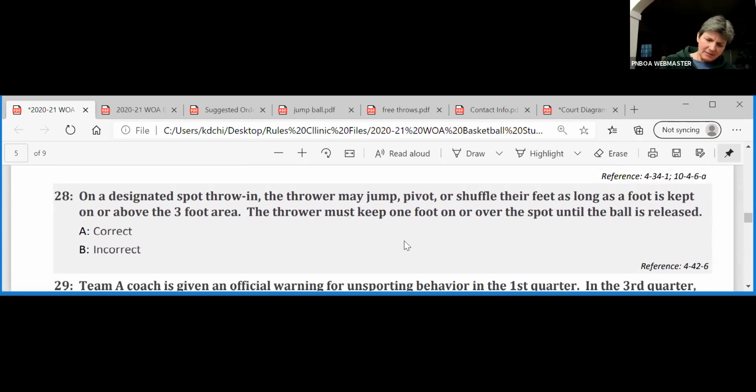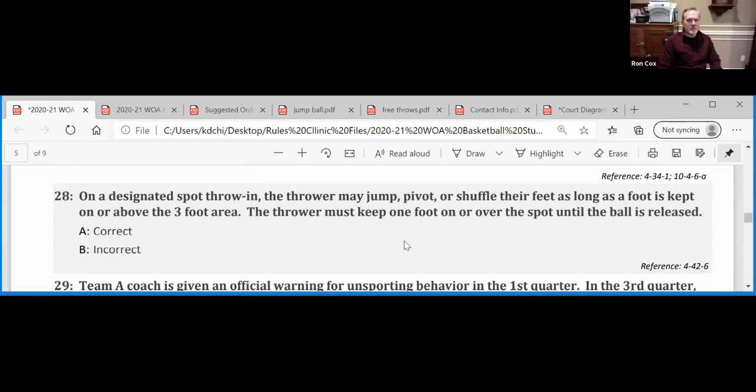Okay, Ron. On a designated spot throw-in, the thrower may jump, pivot, or shuffle their feet as long as a foot is kept on or above the 3-foot area. The thrower must keep 1 foot on or above the spot until the ball is released.